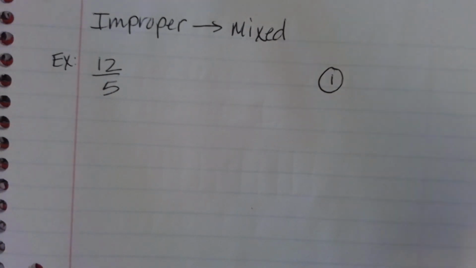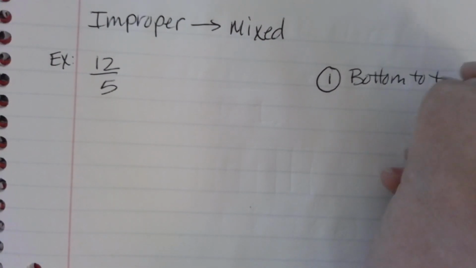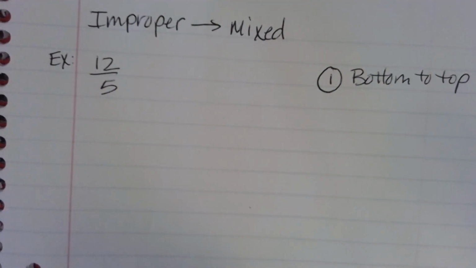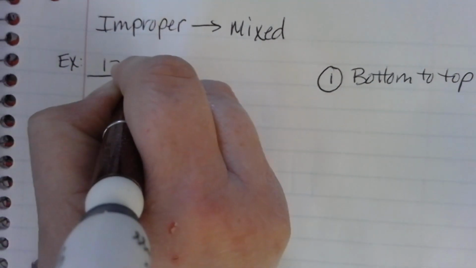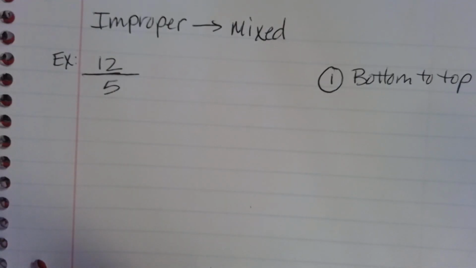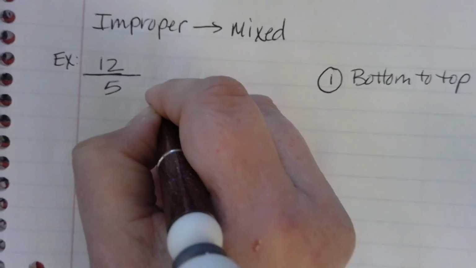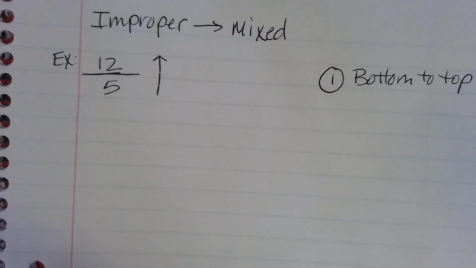The first thing I want you to write over here is that you are going to use this fraction. You're going to go from bottom to top. Go ahead and write that down. That means we are going to look at our improper fraction, and we're going to start at the bottom and go to the top.